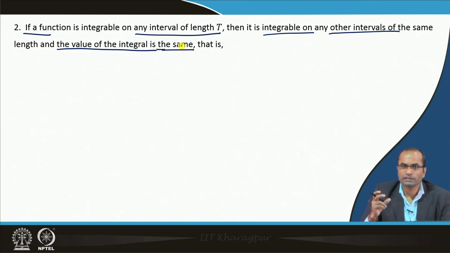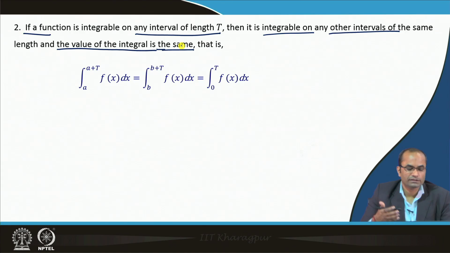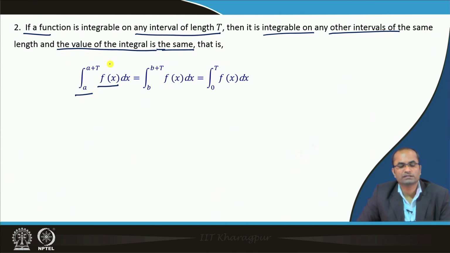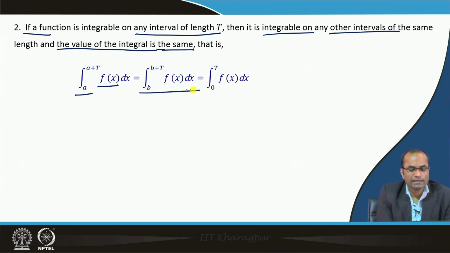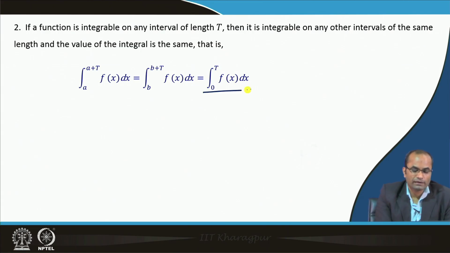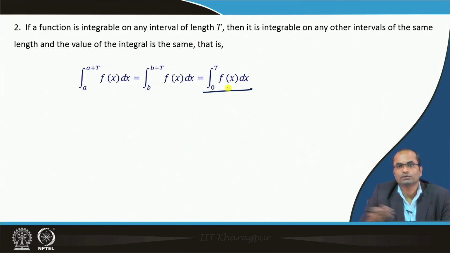Only we have to see the length of the interval where we are integrating this. Then the value of the integral is going to be the same. Let me elaborate more. Here, if f(x) is periodic with period T, then if we integrate from a to a plus T, the value will be the same if we integrate from another point b to b plus T. Here the length is T, here also the length of this interval is T, and that value will be the same if we integrate from 0 to capital T.